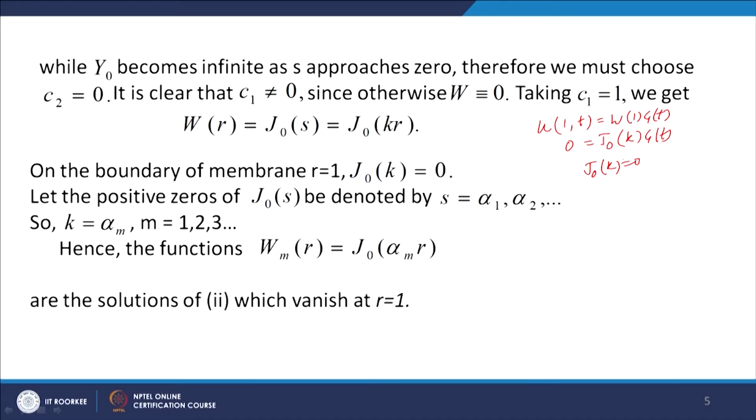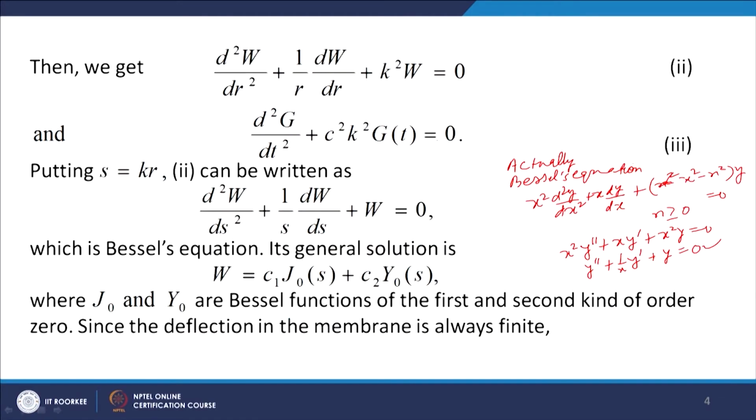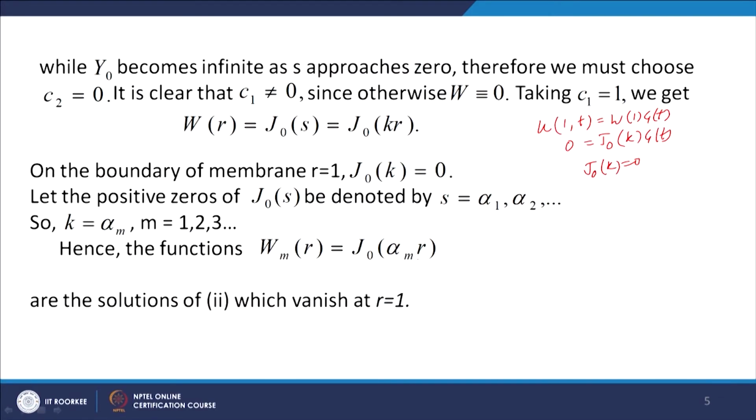J0(k) equal to 0 means the zeros of the Bessel function of order 0. So, let the positive zeros of J0(s) be denoted by s equal to alpha 1, alpha 2 and so on. So, then k is equal to alpha m, where m is equal to 1, 2, 3 and so on. Hence, the functions Wm(r) is equal to J0(alpha m r). For each value of the root of J0(s) equal to 0, we will have a W(r) function. So, we write Wm(r) equal to J0(alpha m r). They are the solutions of equation 2 which vanish at r equal to 1.